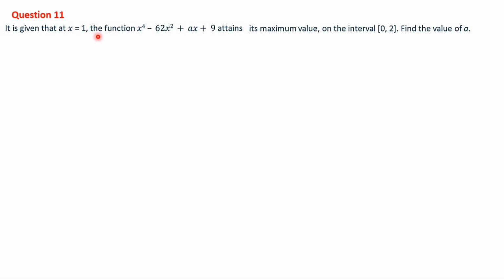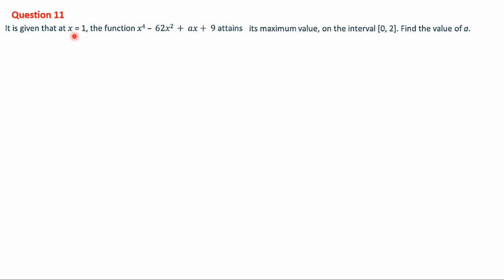Next we shall discuss question number 11. It is given that at x equals 1, the function x to the power 4 minus 62x squared plus ax plus 9 attains its maximum value on the closed interval [0, 2]. Find the value of a. So, a very good question this one.